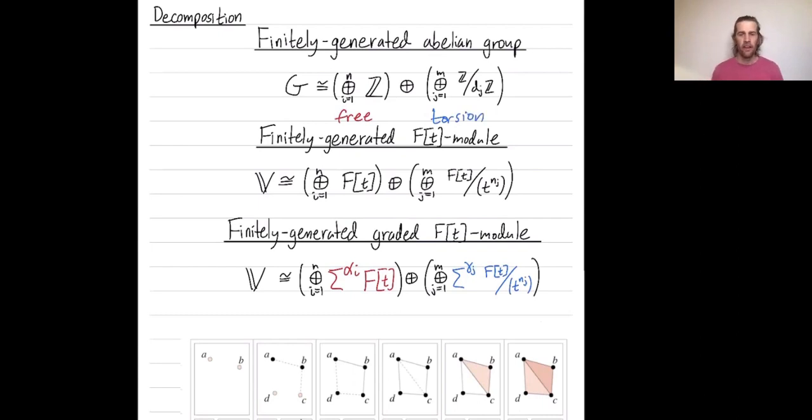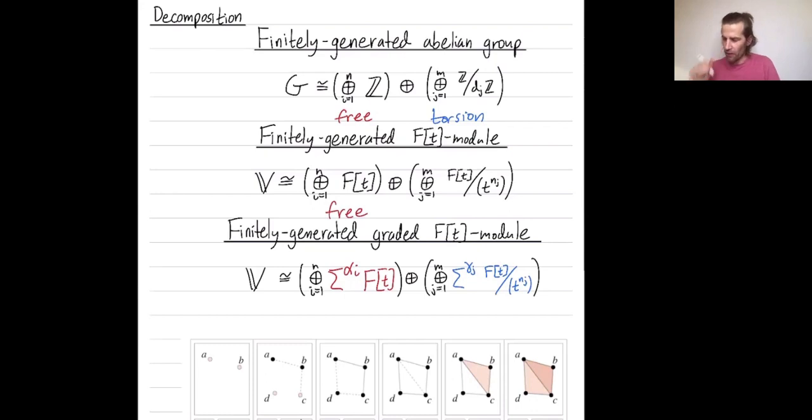Okay. There's an analogous theorem when you don't have an abelian group, but when you have an F adjoin T module, or any module over a PID. If F is a field, then F adjoin T is a PID. Again, you have a free part, just copies of our PID, which in this case is F adjoin T. I should say PID is principal ideal domain. If you haven't heard about it, not a problem.